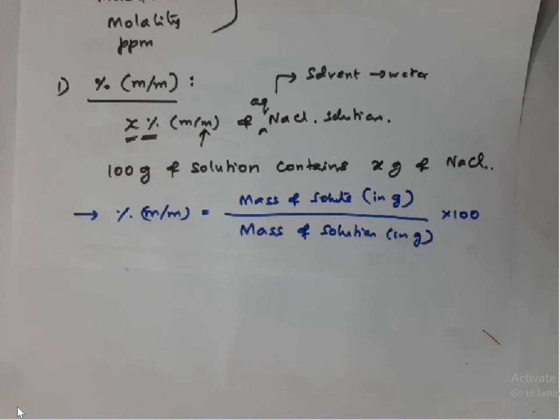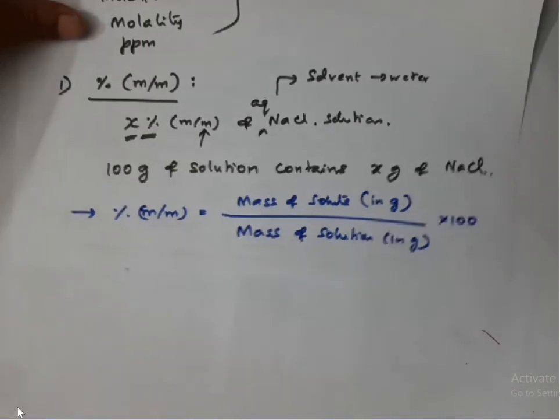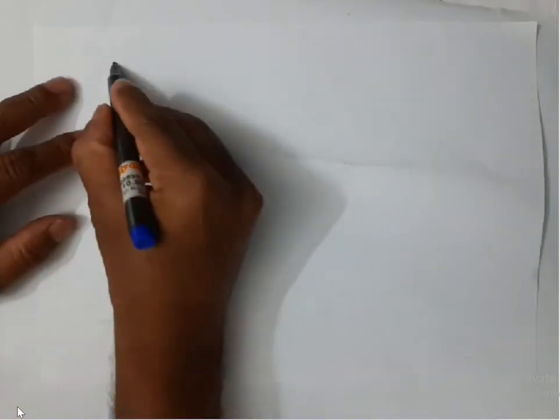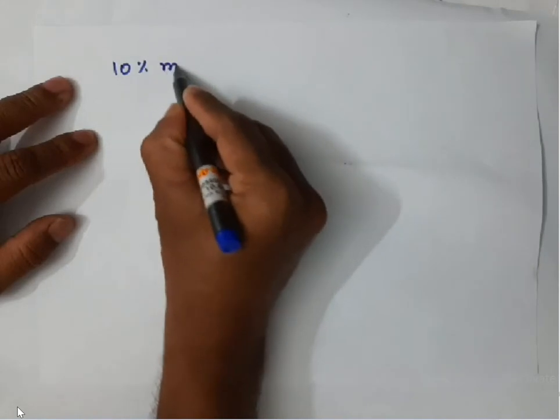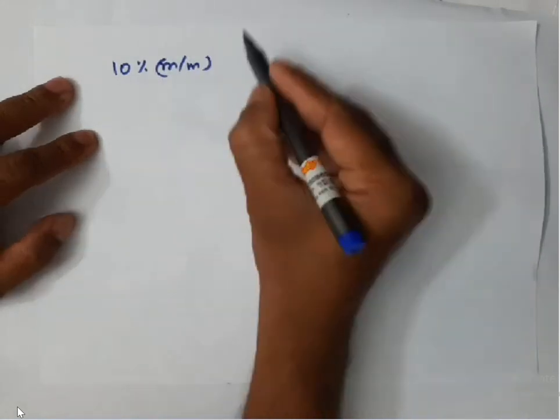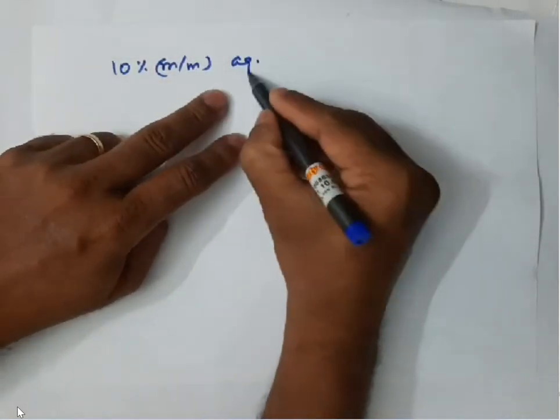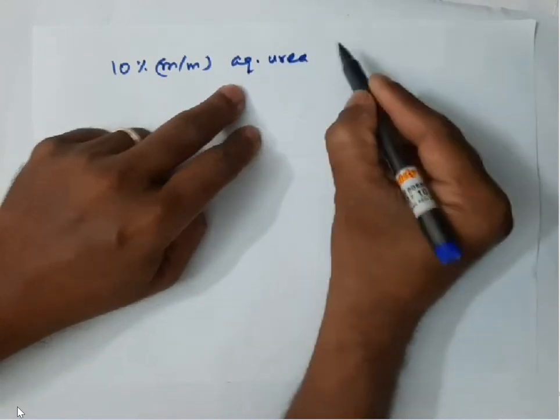This is percentage mass by mass solution. Now, I'll give a solution. You try to tell me, what is the meaning for this solution? Suppose I give, say, 10 percentage mass by mass aqueous urea solution.